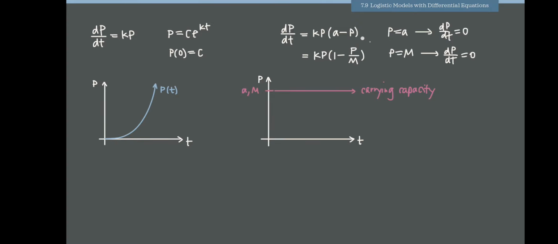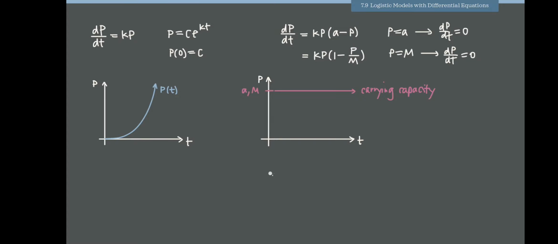Because that's the case, if we want to solve for carrying capacity in a population, all we have to do is set the rate of change equal to 0. Notice here that we got rate of change equal to 0 in both cases. So if we set rate of change equal to 0, then we're able to solve for A or solve for M, and that's going to give us carrying capacity.